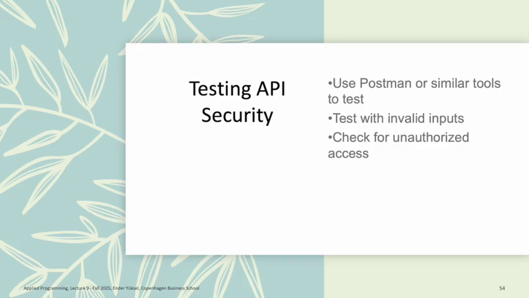Finally, check the error messages returned by your API. They should be informative but not too detailed. Avoid exposing stack traces or database errors, as these can give attackers clues about your system. Testing API security is like stress testing a bridge. You want to find the weak spots before someone else does.